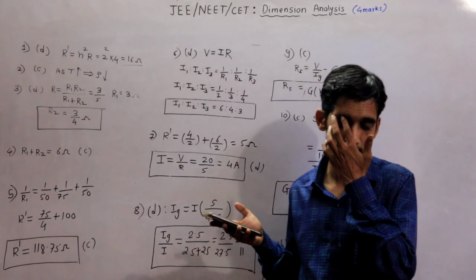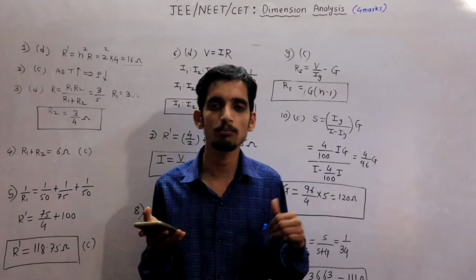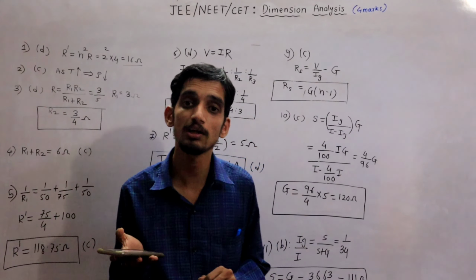In the previous problem, S was given and the galvanometer resistance was also given. In this problem, G is asked. So option C is the answer for question number 10.